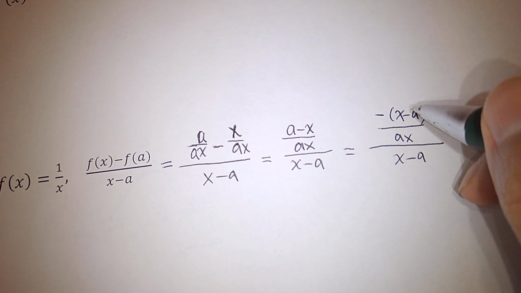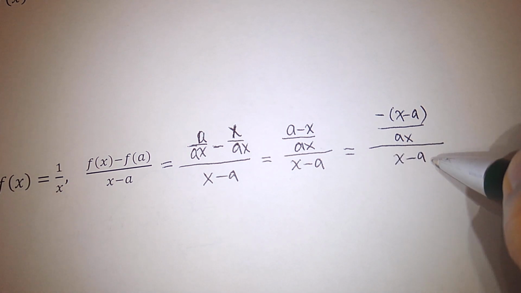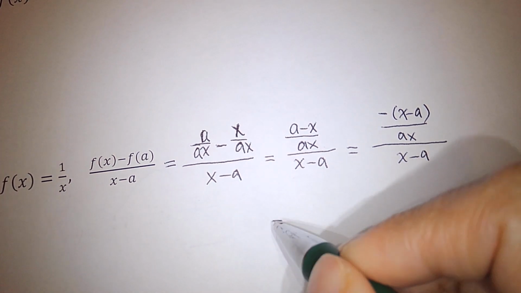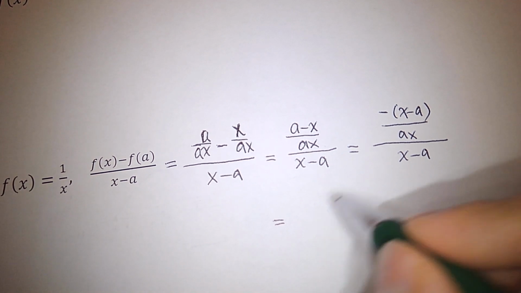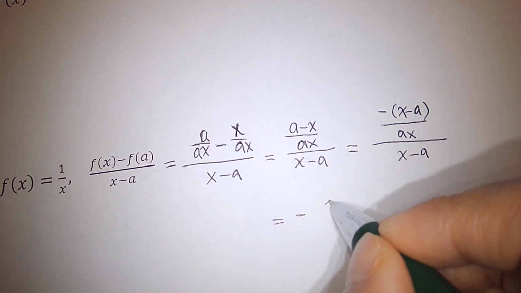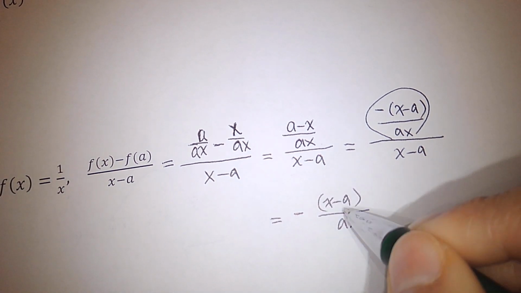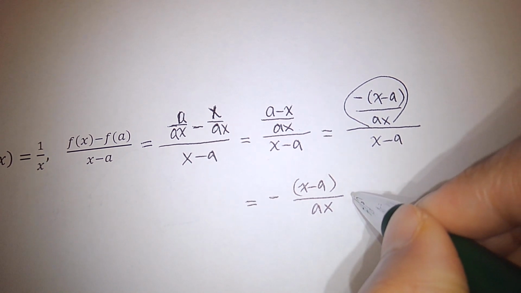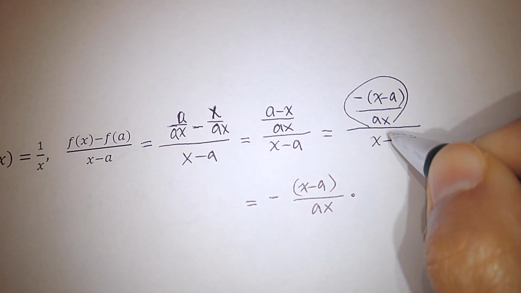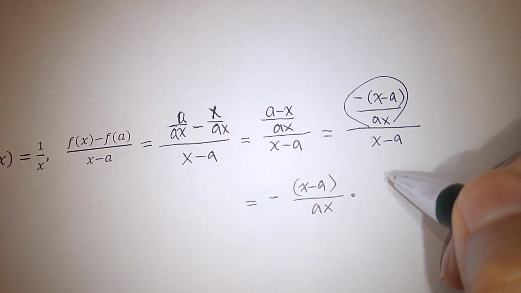Can we keep on simplifying this? A fraction divided by something means what? Multiply by the reciprocal, right? Or, let me write it this way. So this negative x minus a divided by a times x, this is a fraction, this is the numerator of the fraction. Divided by x minus a is the same thing as multiplied by what? 1 over x minus a, right? Divided by 5 is the same thing as multiplied by 1 over 5, right?